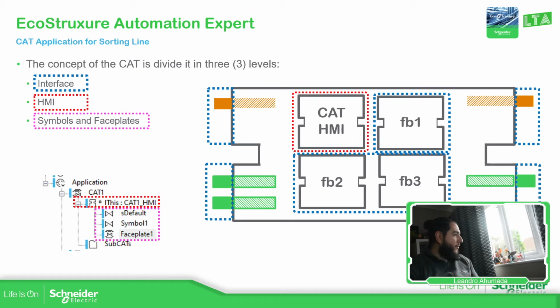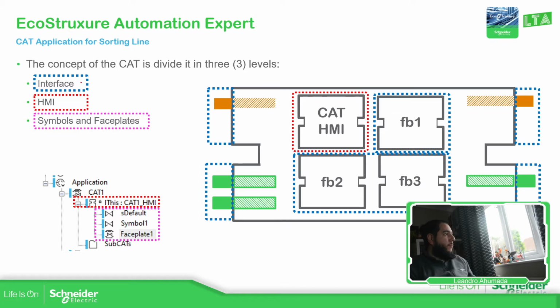Probably it's going to be much better if I explain this with this graphic. This is the idea of the CAT. We have three different layers of the CAT based on the definition of the help: interface, HMI, and symbol and faceplate. The interface is the same as we see on the basic function blocks and the composite, which are the inputs and outputs for events and data.